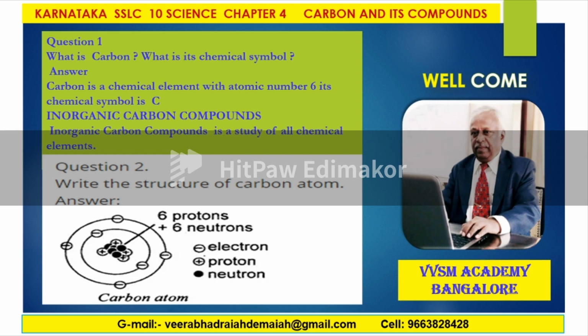Write the structure of carbon atom. The structure of carbon atom: atomic number is 6 and hence there are 6 electrons, and 6 neutrons and protons. Let us discuss the inorganic carbon compounds. Write the structure of carbon, carbon only. The structure of carbon is 6 protons and 6 neutrons. You see, this is the atomic structure of carbon, or a dot structure of carbon.